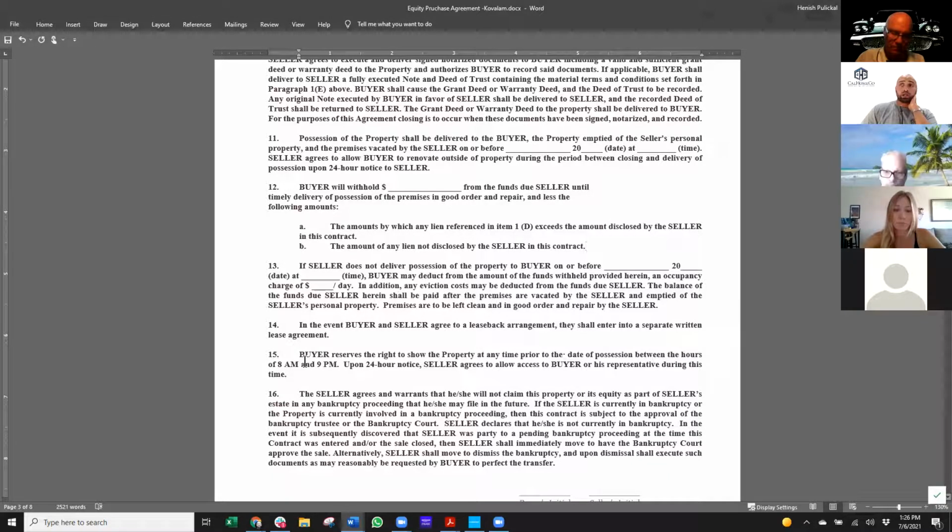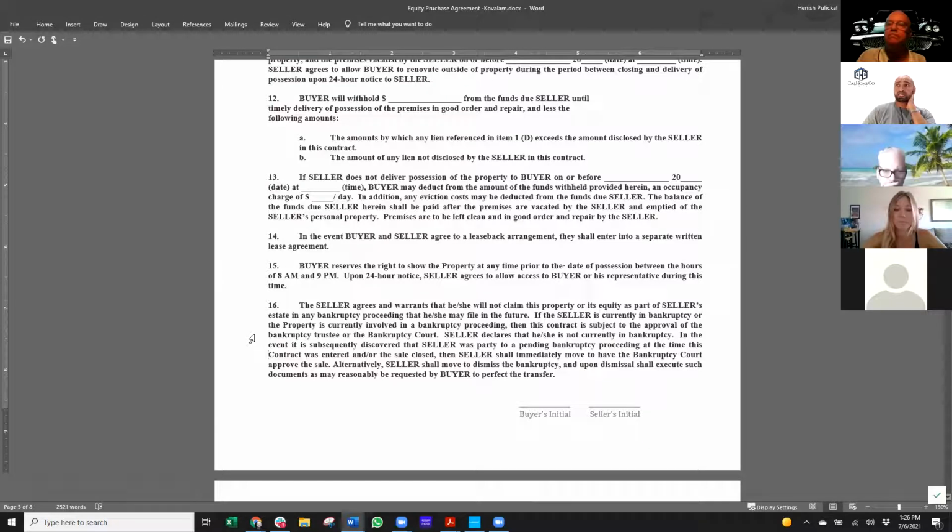Number 15, I rarely use this clause, but it's nice to have in there. Buyer reserves the right to show the property at any time prior to the date of possession between the hours of 8 a.m. and 9 p.m. Upon 24-hour notice, seller agrees to allow access to the buyer or his representative during this time.